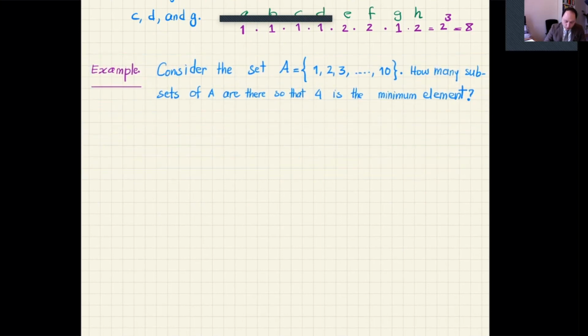Let me now bring one of these problems back there. Okay, so we now want to answer this question. Consider the set A. How many subsets of A are there so that 4 is the smallest? Let me write again, smallest element.